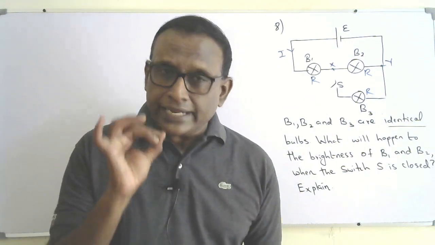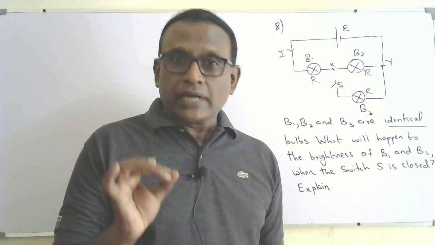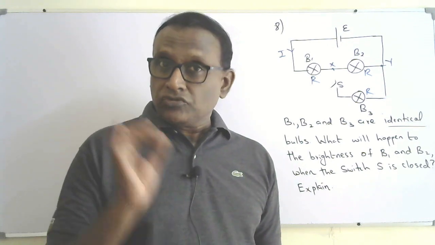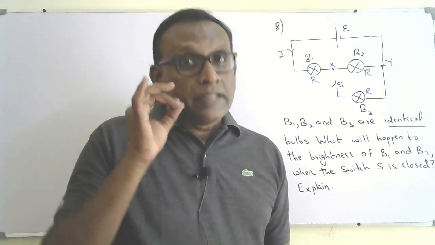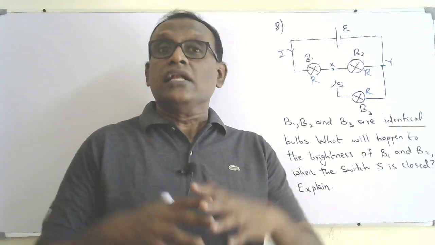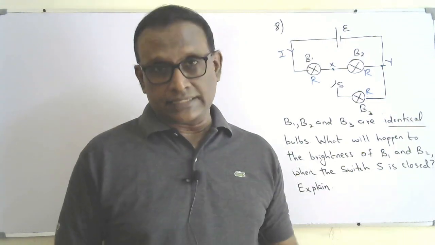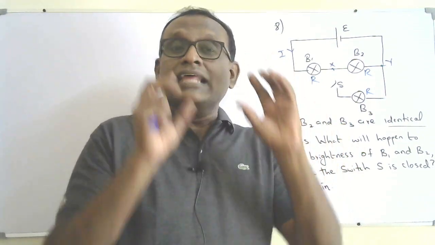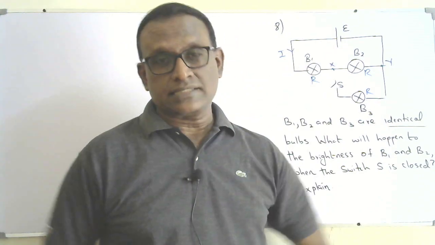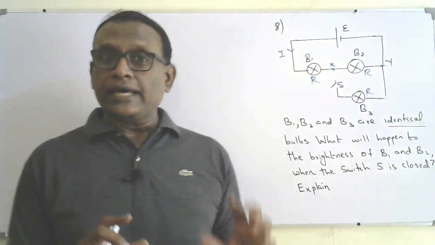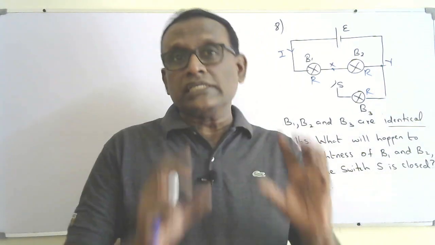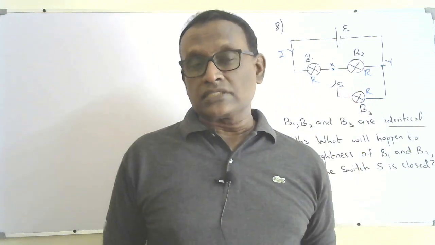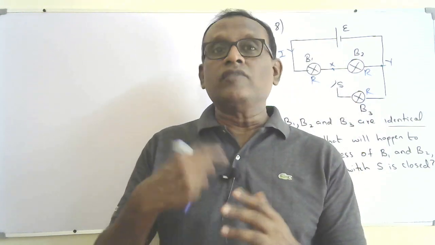When you are comparing the brightness of two bulbs, very important, you must compare their power, not the voltage, not the current. The power must be compared. The bulb with larger power will be the brightest. If two bulbs have the same power, they will have the same brightness. So when comparing brightness, you must compare the power across them, not just the voltage, not just the current.